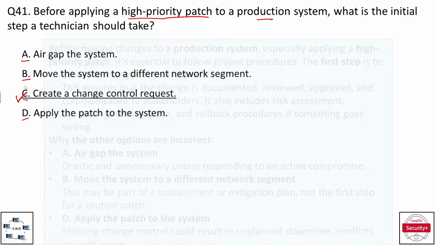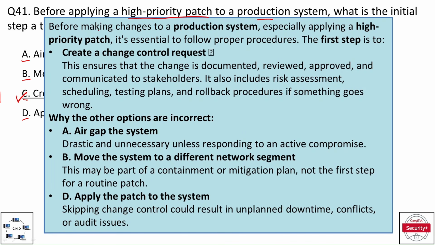And the explanation is, before making changes to a production system, especially applying a high priority patch, it is essential to follow proper procedures. The first step is to create a change control request. So this ensures that the change is documented, reviewed, approved, and communicated to all stakeholders. It also includes risk assessment, scheduling, testing plans, and rollback procedures if something goes wrong.